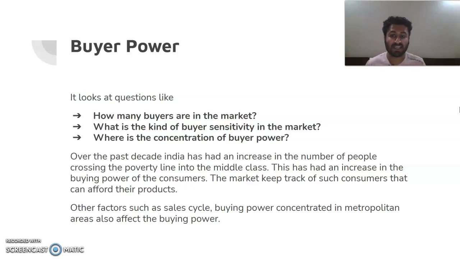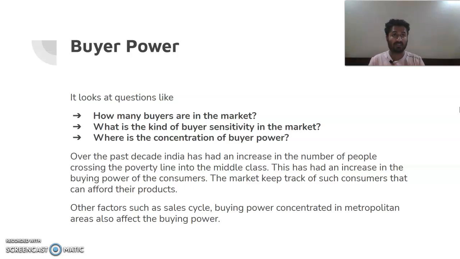Over the past decade, India has seen an increase in the number of people crossing the poverty line into the middle class, and we've seen the same kind of thing happen in China over the past 2 decades, where more and more people from poverty areas are crossing into the middle class, and now they have more money to spend, more buying power to buy new things, new appliances, new amenities, and businesses keep track of such consumers that can afford their products.